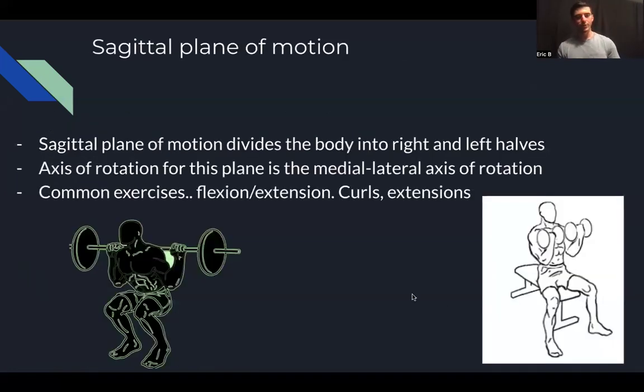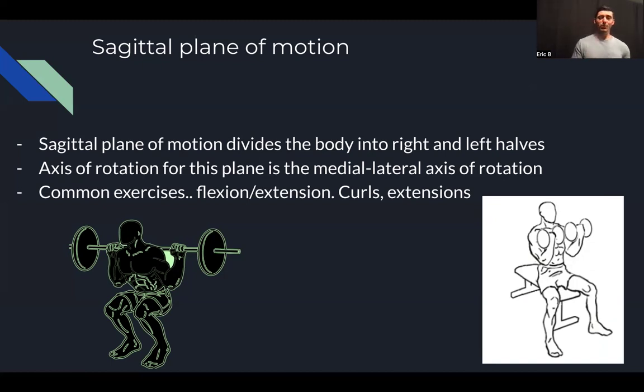So the sagittal plane of motion typically divides the body into right and left halves, and it has an axis of rotation in the medial lateral axis. Some common exercise motions like this are flexion and extension. We can think curls, tricep extensions, leg curls, even just hinging forward and then going into extension like that. A lot of those kinds of motions are associated with this plane.